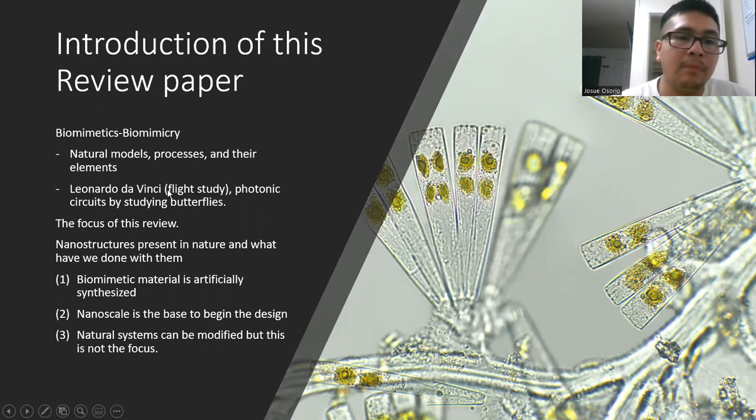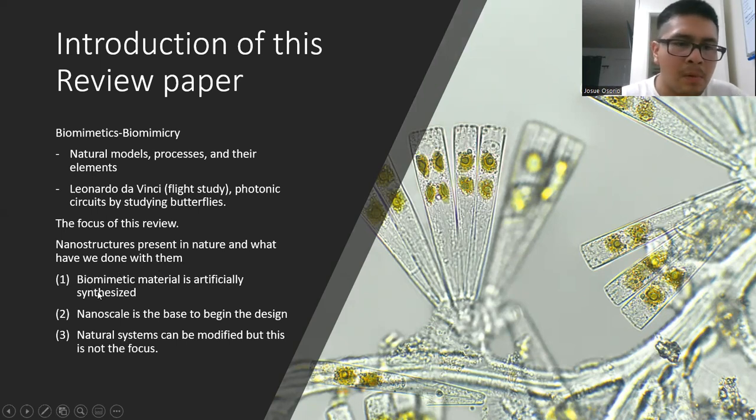Now, biomimetics or biomimicry, we can look at a nanoscale. That's how nanotechnology has influenced it. We can look at a nanoscale. We're not just like Leonardo da Vinci, just looking at birds, which are pretty big. We're looking at small things and then trying to make things, trying to get inspiration from them. Okay, and nanostructures present in nature, and what have we done with them?